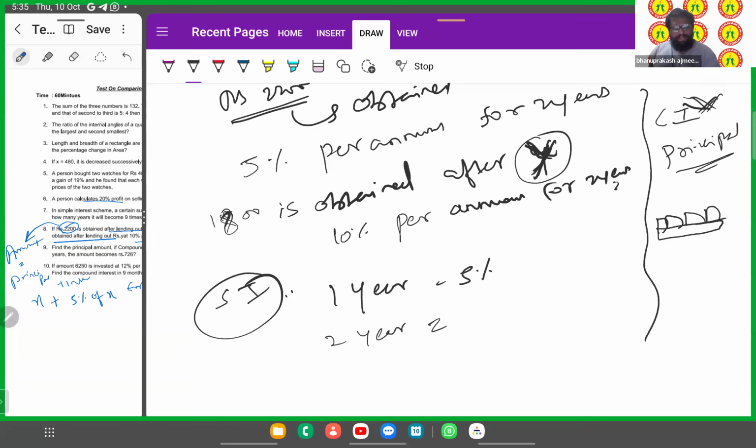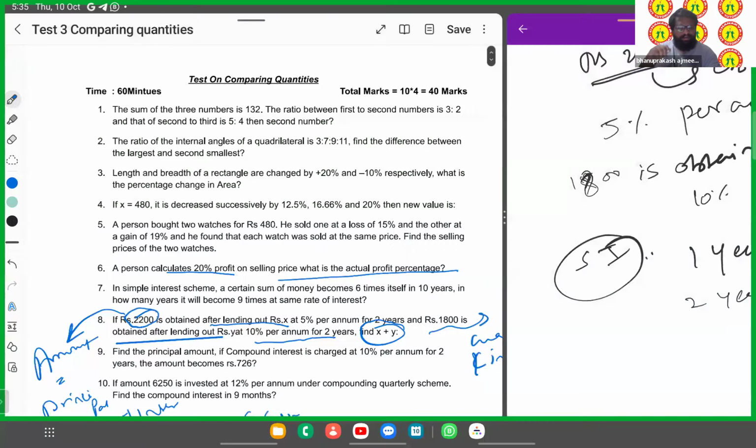So you might be having a confusion initially. What is the confusion here? Whether it is a compound interest or simple interest. To know whether it is a compound interest or simple interest, what is the main factor here? To calculate the compound interest, you need to know the base amount.